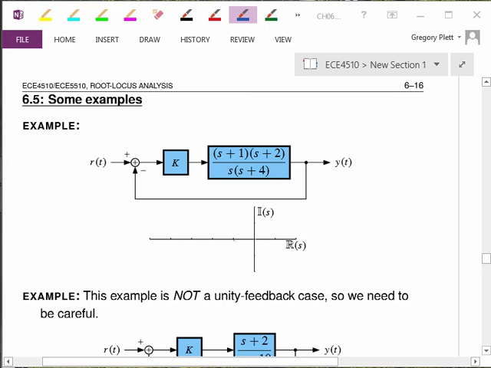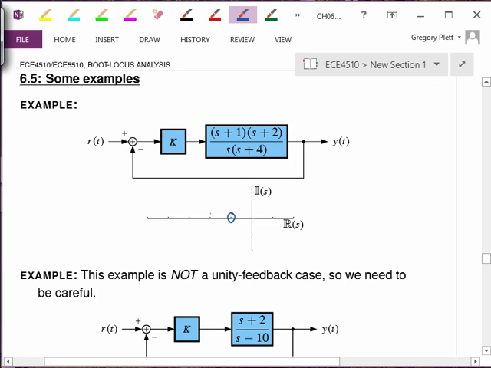So the first thing that we do is we put the open loop poles and zeros on the root locus plot. So I have an open loop zero at s equals minus 1, so I'll put that down here. An open loop zero at s equals minus 2, I will put that there. And I have an open loop pole at s equals 0 and an open loop pole at s equals minus 4. And that's over here.